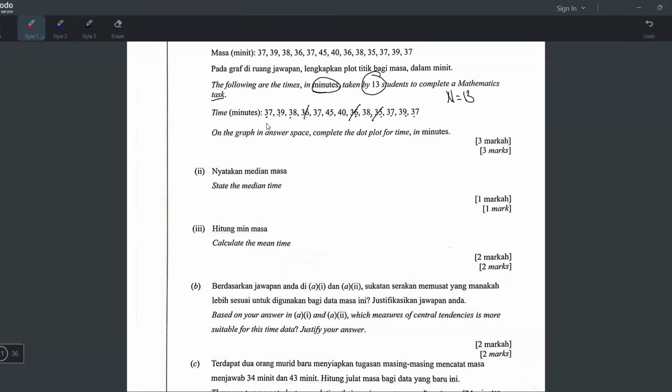Okay, so I'm just gonna write my working here. Let's start from 35, 36, 36. Then 37, 1, 2, 3, 4, so 37, 37, 37, 37. I feel like this is the mode, because it appears the most number of times. Then 38, 38, 2 times. And then 39, 2 times also. And then 40, 45. Is there any more? Okay, all done, I've crossed out everything.